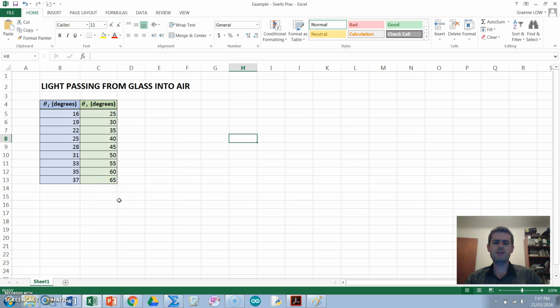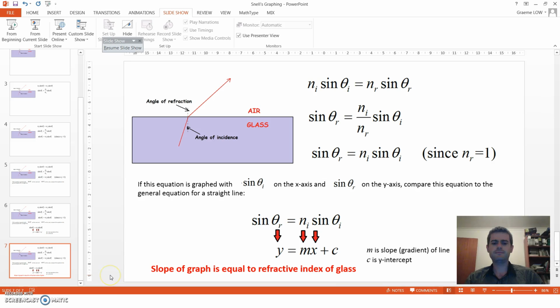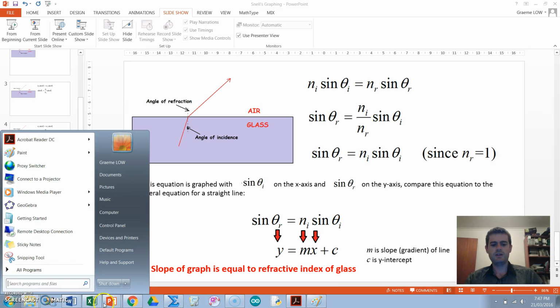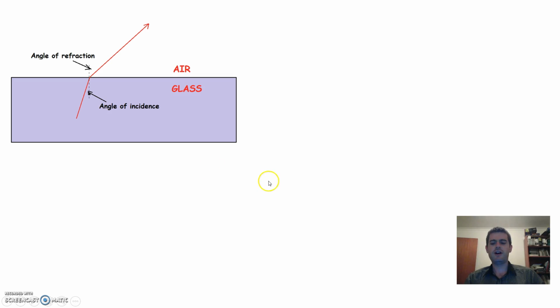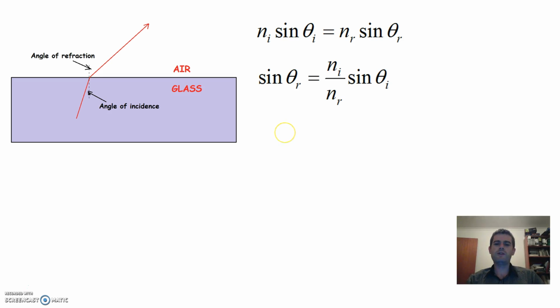Right, so what we need to do here, well, first I'm going to explain the theory behind it because it's a little bit complicated. All right. So to understand what we're going to do, we start off with Snell's law. And then we're going to rearrange Snell's law to get it into this form here: sine of theta r equals ni over nr sine of theta i.